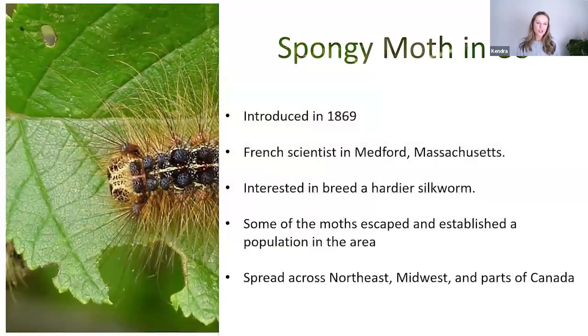So spongy moth in the US has actually quite the history. It was introduced by an entomologist in 1869 in Massachusetts. Now, this French entomologist was interested in breeding spongy moth to hopefully come out with a hardier silkworm, to boost the silk industry. Unfortunately, some of these moths escaped and were able to establish a population, and soon after reached outbreak populations and caused significant tree damage and defoliation in the area. Since 1869, it spread through much of the Northeast and Midwest and even through parts of Canada. And now we've also detected it in California.